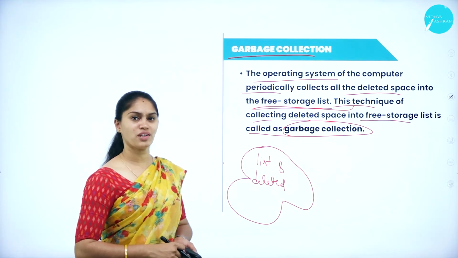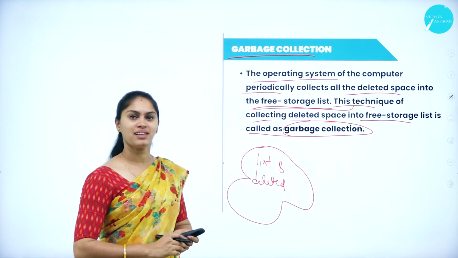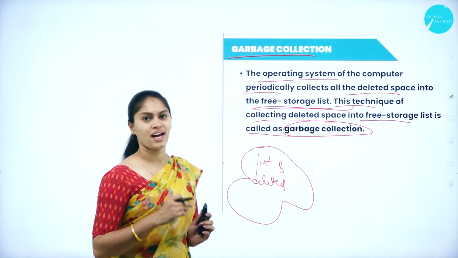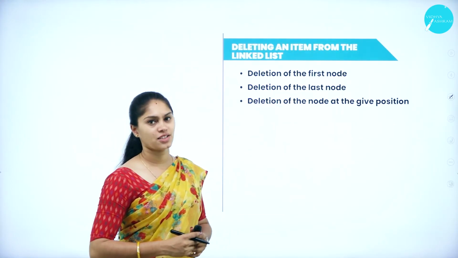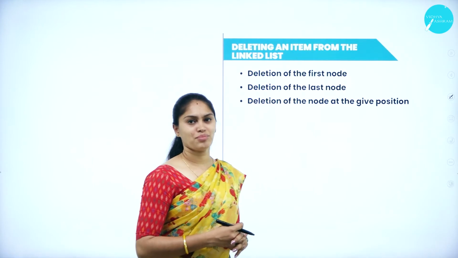So this is also important for a 1 mark question. What do you mean by garbage collection and what do you mean by avail list? So now we'll see the deletion of a linked list node. Here also it can be of 3 scenarios.